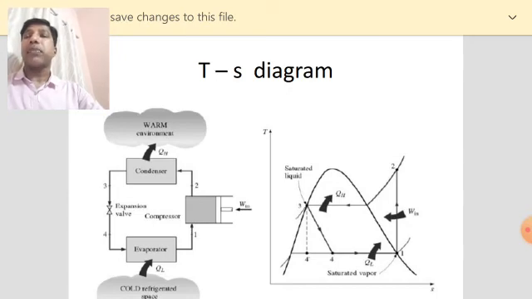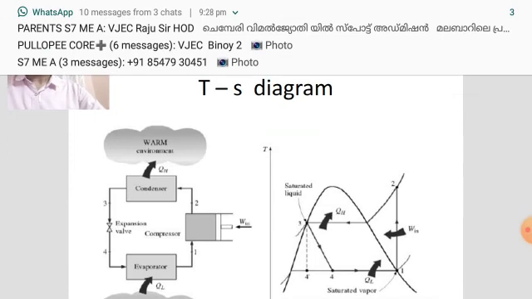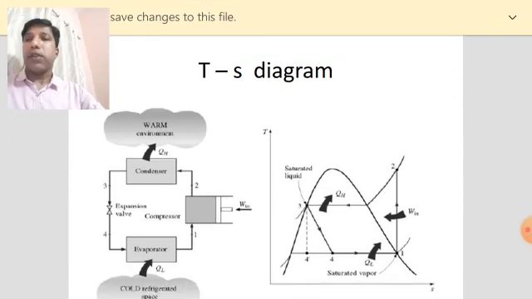Now after the point 3, after condensation, it is the expansion. So when the liquid refrigerant passes through the expansion valve, it expands, where the temperature reduces and entropy slightly increases, but enthalpy remains constant. Now that is the point 3. So that is the point 4. At the point 4, the temperature will be drastically reduced.